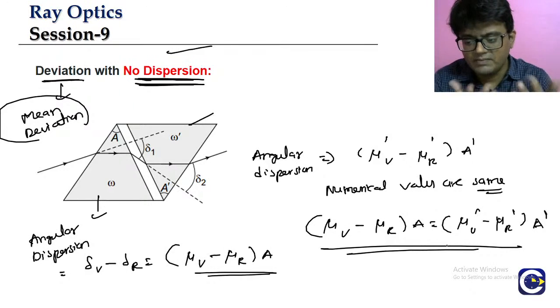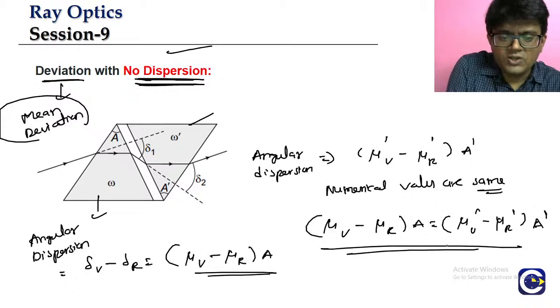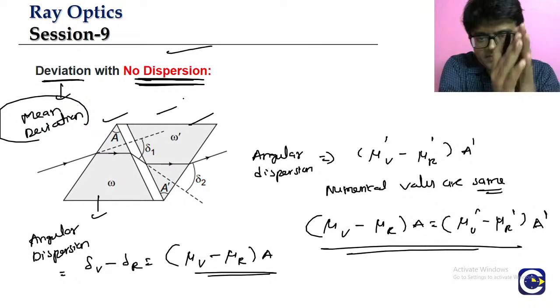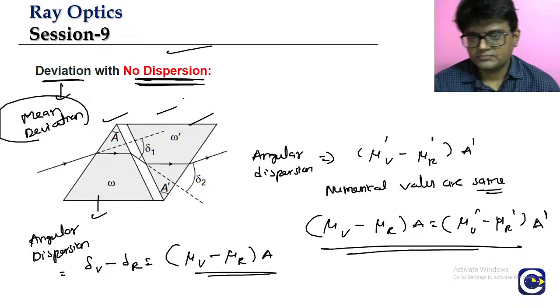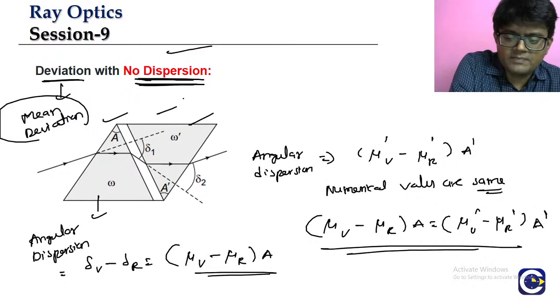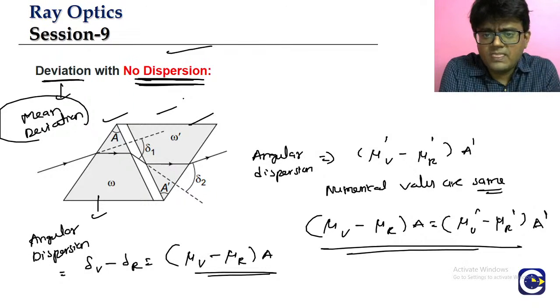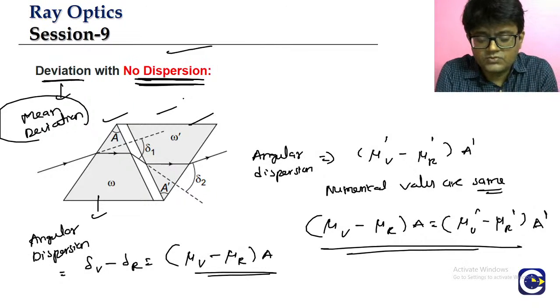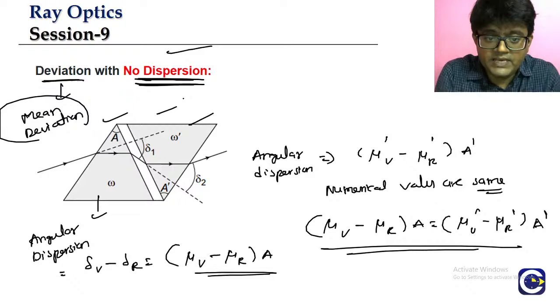When will this happen? You tell me. When you have two identical prisms made of the same material. Think about two identical prisms made of the same material. In that case, mu values will be the same and A is the same everywhere. So the overall mean deviation will be 0, and dispersion also will not be there.